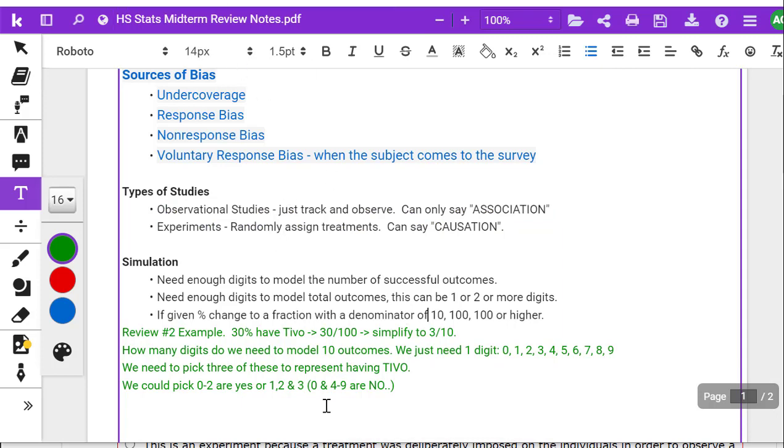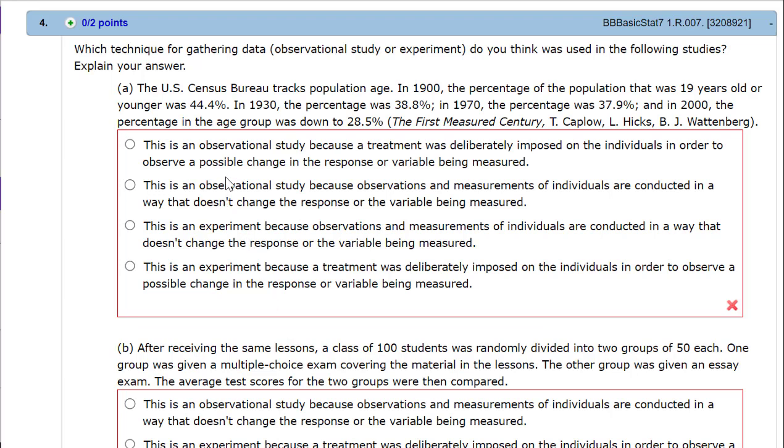And so let's go back and look at our two choices. So we just tracked. So we know it's an observational study. We did not deliberately impose a treatment. We just kind of made observations, all right?